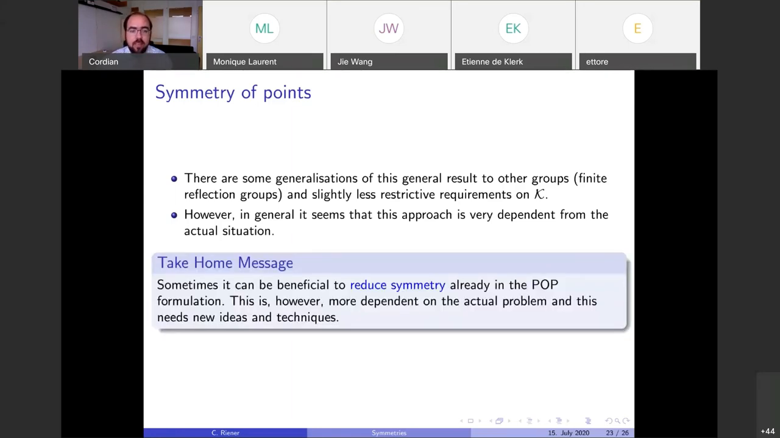So the second take-home message that I want you to take home is that it sometimes can be beneficial to reduce symmetry already in the POP formulation, but that this is much more delicate and will essentially be dependent on your actual problem at hand. So there are maybe even new ideas and techniques that might be really helpful in this regard.